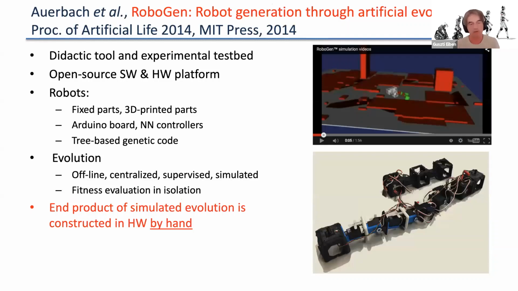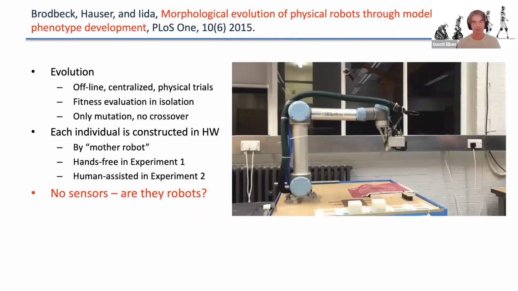Then coming closer to what we are doing, the RoboGen system in Switzerland was meant for educational purposes, also basically used in simulator, but with the obvious and the clear purpose of being able to create the outcome by combined 3D printers and screwing together prefabricated components.